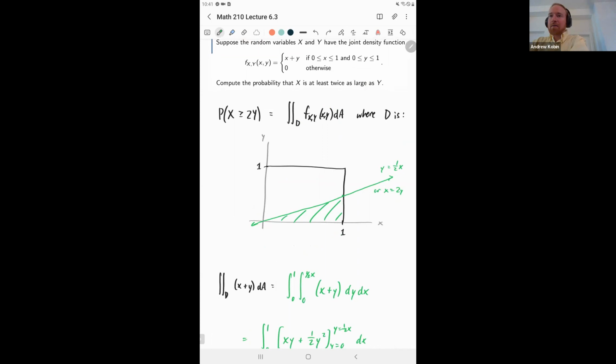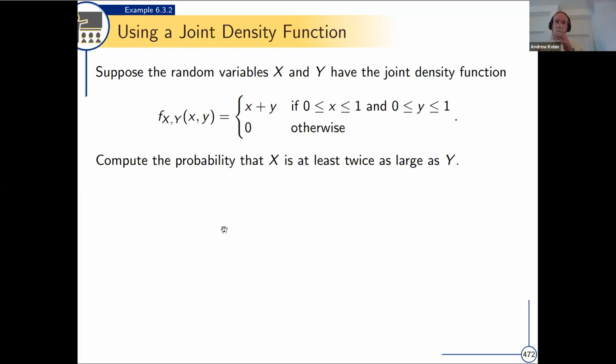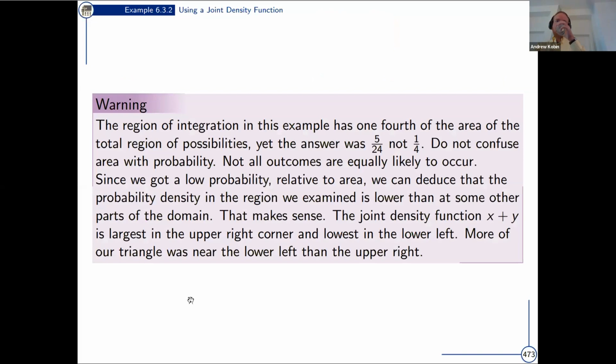All right, let's get back to it. So here's a quick warning. If you were to just compute the area of that small triangle that I shaded in green during the previous problem, you would see that it has an area of 1/4, which is 1/4 the total area of the square of side lengths 1 and 1.